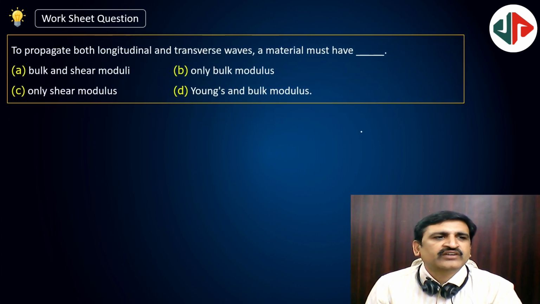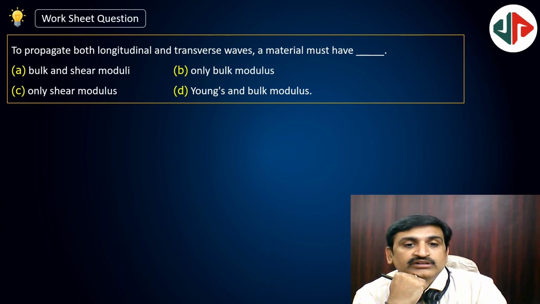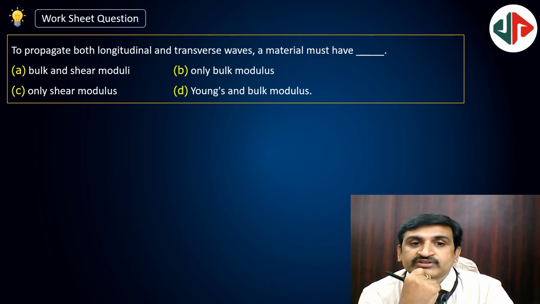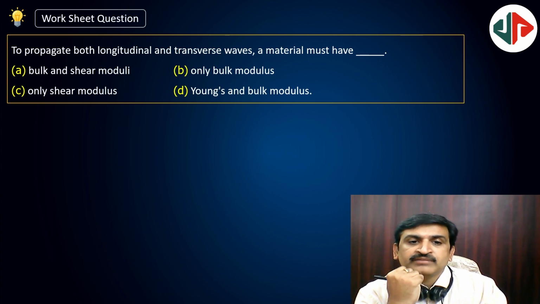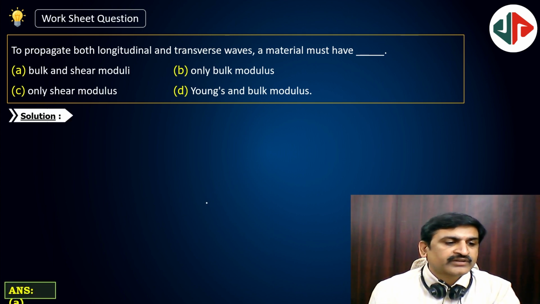To propagate both longitudinal and transverse waves, material must have bulk modulus, shear modulus, only bulk modulus, Young's modulus, bulk modulus, only shear modulus. Nice question. See, propagation of longitudinal waves: inertia and elasticity must for longitudinal waves. Transverse waves, there is no need of medium first of all, right? So, medium must have both bulk modulus and shear modulus. That means option A.